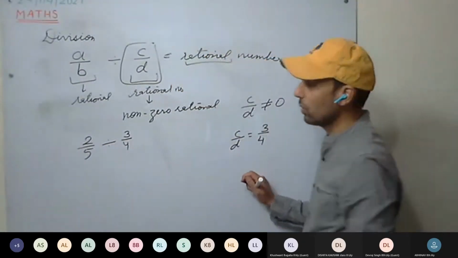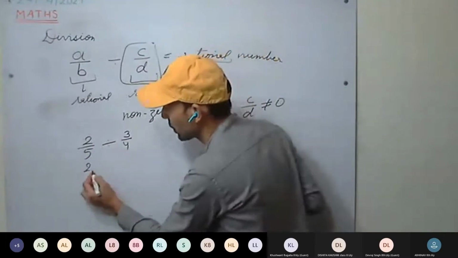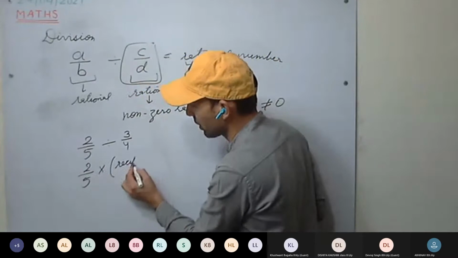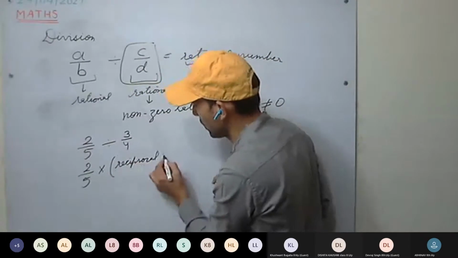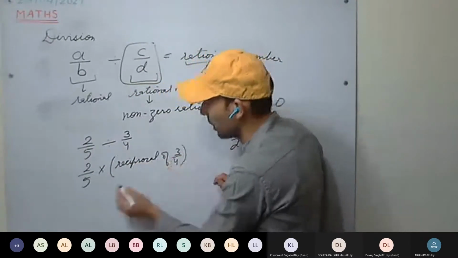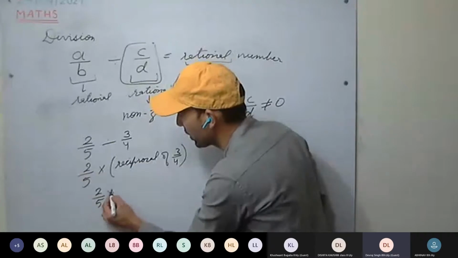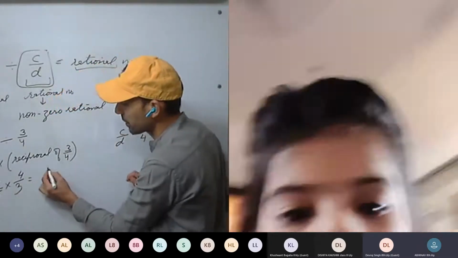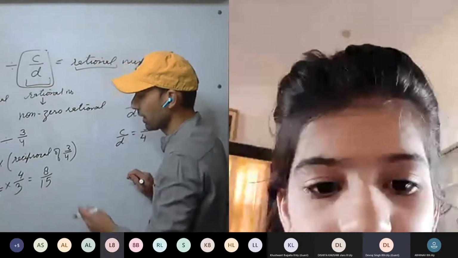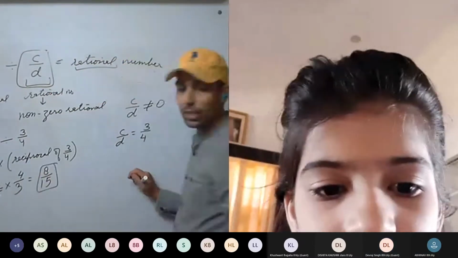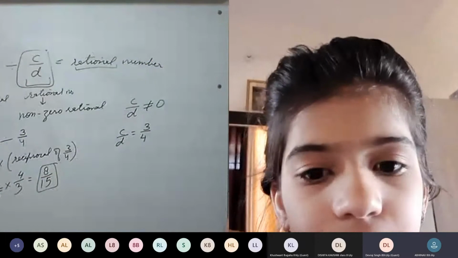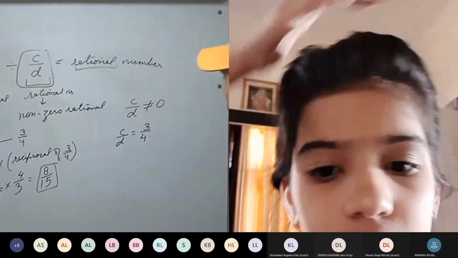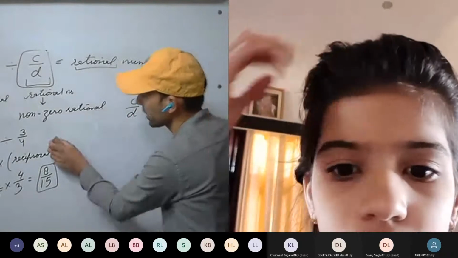Now how to divide 2 by 5? If we are multiplying, we have to take the reciprocal of 3 by 4. So the next step will be 2 by 5 into 4 by 3. What are we getting? 8 upon 15. So is it a rational number? Yes, sir. It can be expressed in the form of a by b, and 8 and 15 are co-primes. Okay. Now we check the next one.